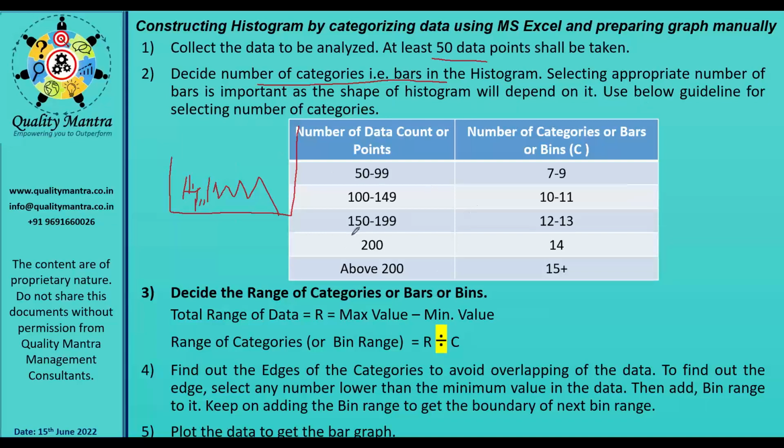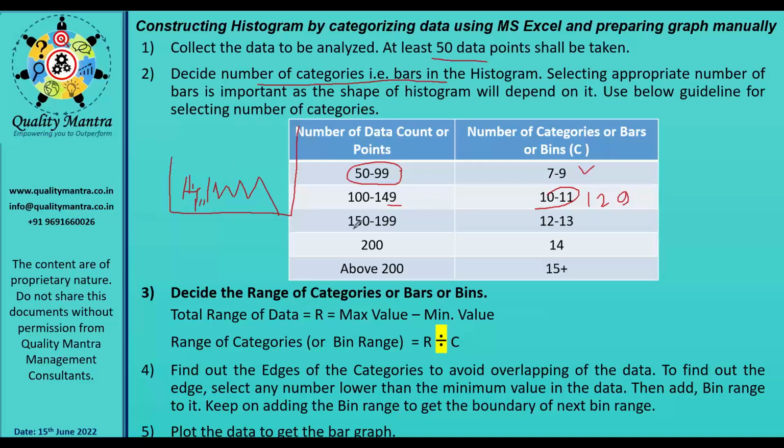Now a guideline has been given. It is not a formula, it's a guideline given by the ASQ, American Society for Quality, and other statistical books also. अगर आपका डेटा 50 to 99 के आसपास है, the data what you have taken, तो around 7 से 9 कैटेगरी you can select. Number of bars around 7 to 9 you can select. Okay, अगर डेटा is 100 to 149, 10 से 11. अब आप इसमें कभी कभी 12 भी कर सकते हो. और कभी आपको लगता है तो 9 भी कर सकते हो. You need to try it out. It is just a guideline.